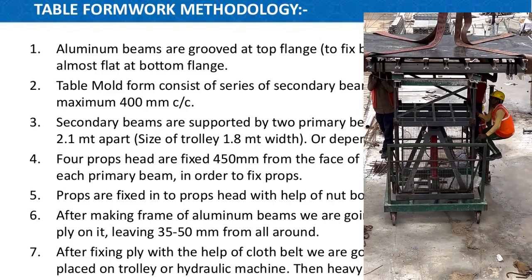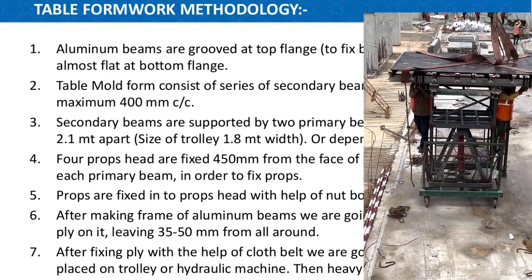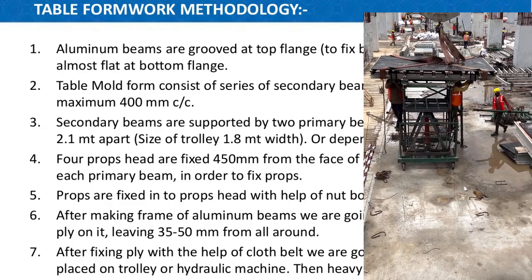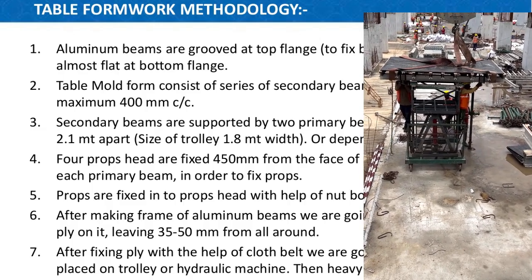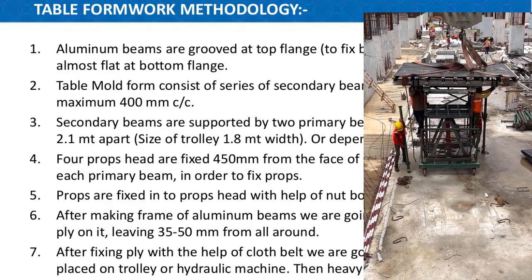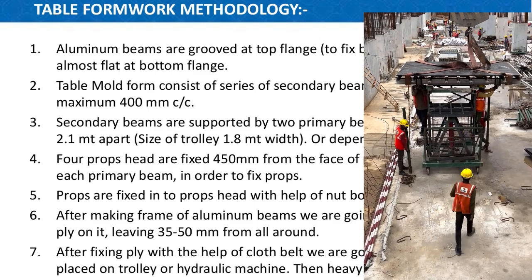This trolley is used as a lifeline. You can carry the formwork in place, and for deshuttering you need this trolley. Without this trolley it is not possible to do deshuttering work also. Now first you need to find out the secondary beam, fix the secondary beam, then you need to fix the primary beam. Then four prop sets.